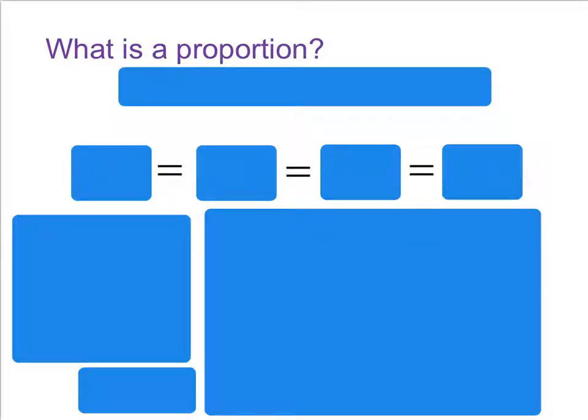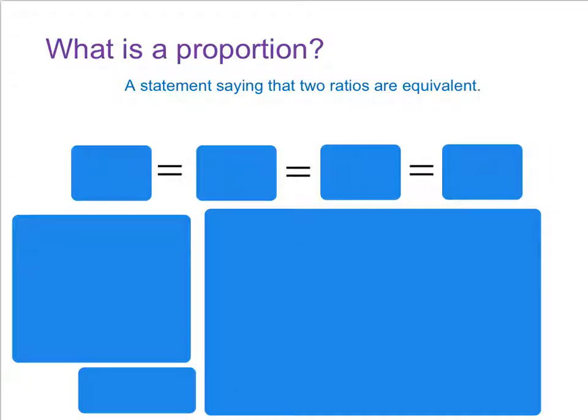Okay, what is a proportion? A proportion is a statement saying that two ratios are equivalent. We're going to start with a unit rate to explore this idea of proportionality and what it looks like and what it means to us right now with what we know about rates and unit rates.